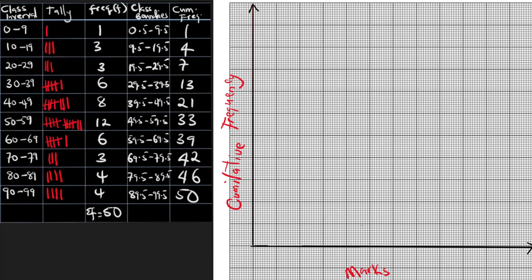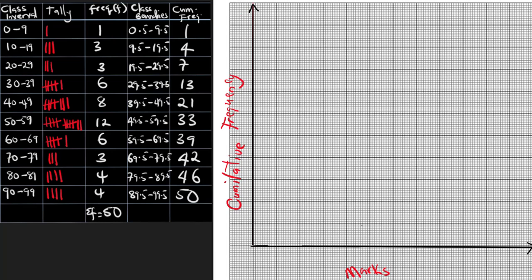Now, what we always do is to check the highest value and the lowest value. It will help us. Now, for the cumulative frequency, the highest value is 50. So how are we going to make that 50 fit into this graph? We are aware that each of these bold boxes is 1 centimeter. So we can use 1 centimeter to represent 5 units on the cumulative frequency axis.